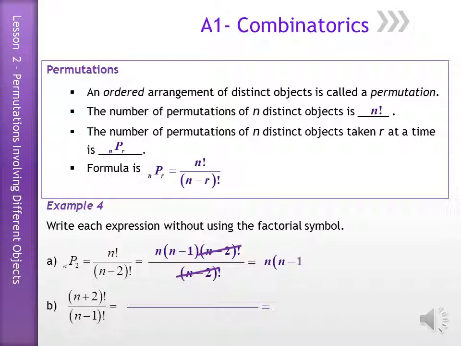For b, similarly, we start by deciding whether the top or the bottom is smaller. The bottom, in this case. If we were to make n equal 5, then the top would be 7, and the bottom would be 4. So we rewrite the smaller one, n minus 1 factorial, on the bottom.